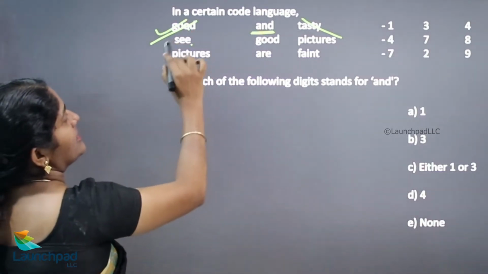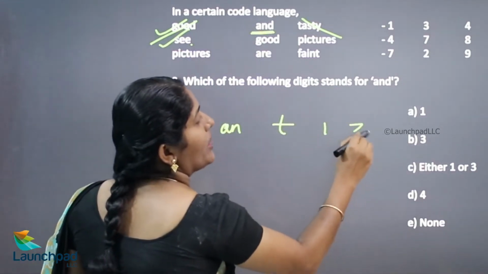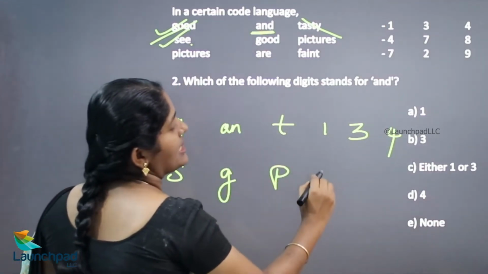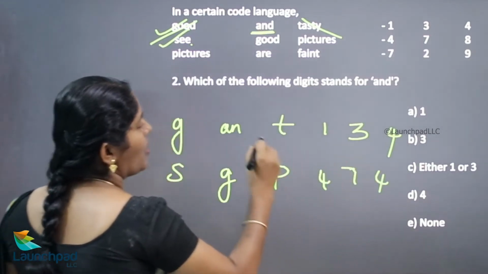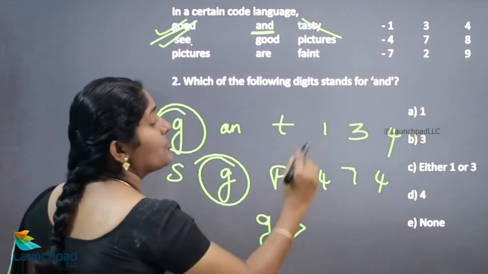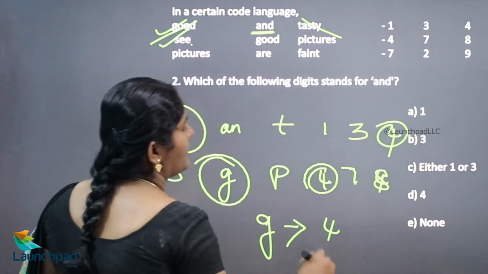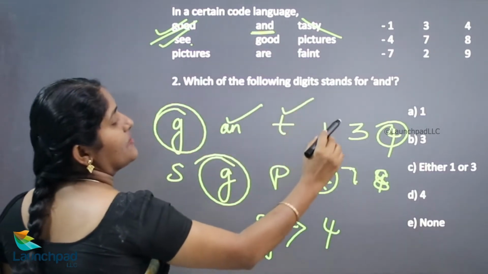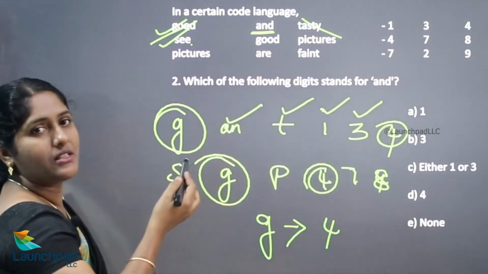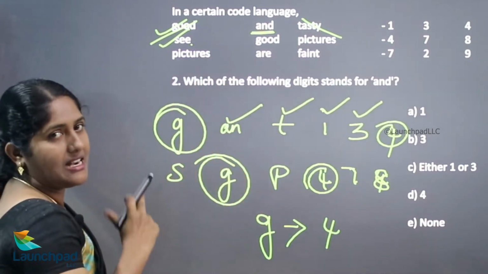The first sentence, "good and tasty", is 1, 3, 4, and the second, "good pictures", is written as 4, 7, 8. So the common word is "good", which is 4. The remaining for "and tasty" are the numbers 1 and 3. But are there any other sentences with "and tasty"? No, only one sentence has "and tasty".